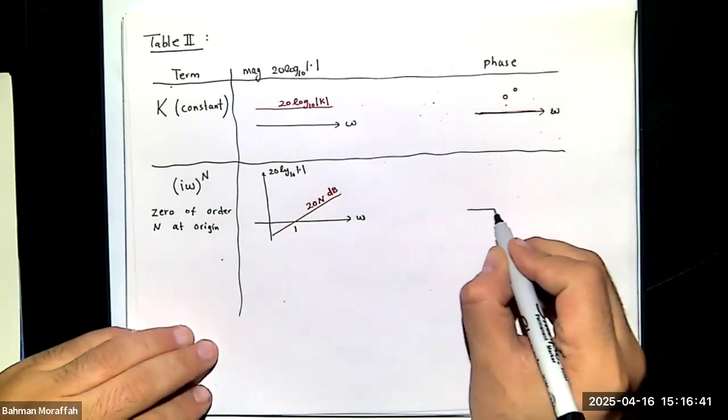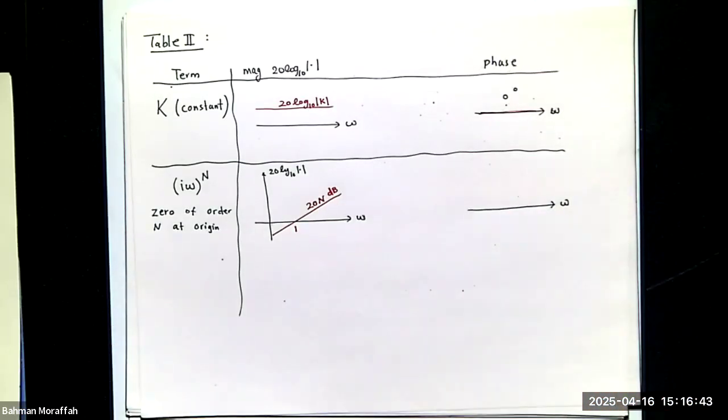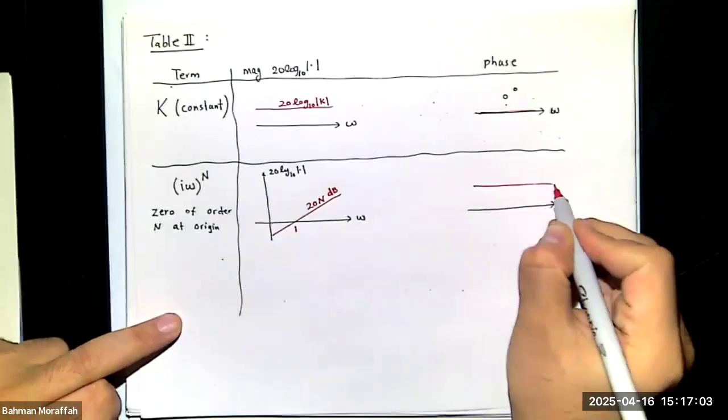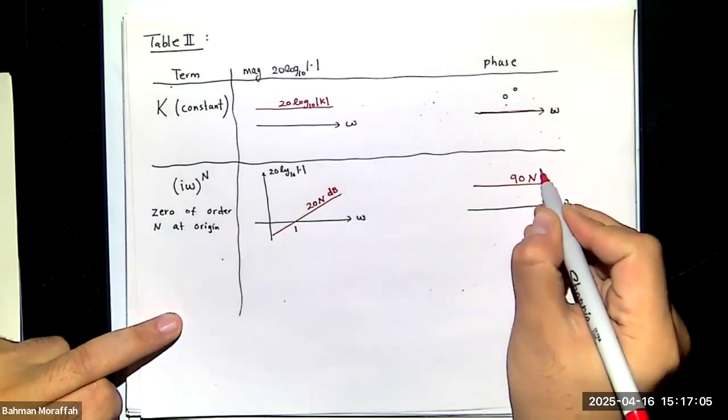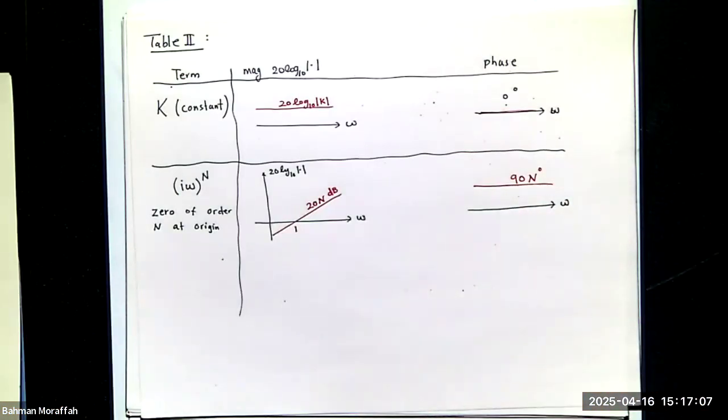What is the phase here? Again, the phase here is the phase of i omega. What is the phase for i? It's 90 degrees, right? But since the order is n, it means I have to add this n times, right? So the phase over here would be 90 times n, right?